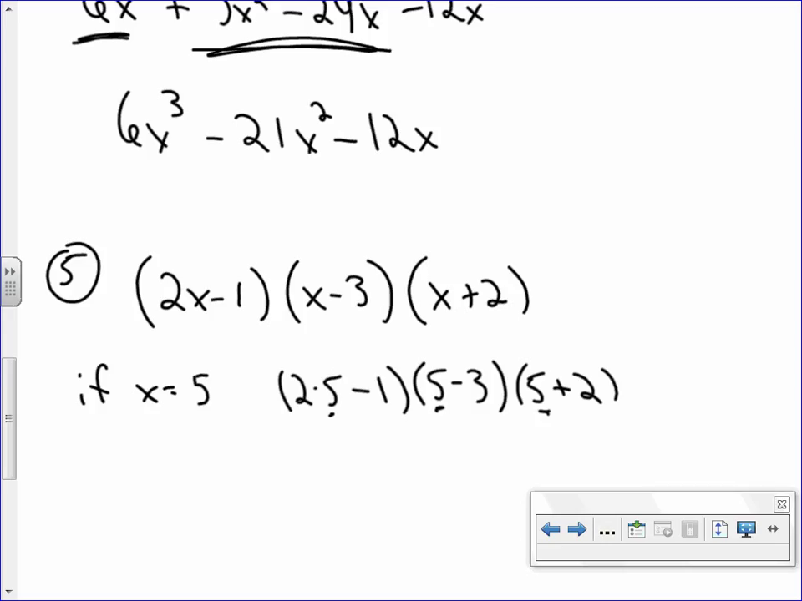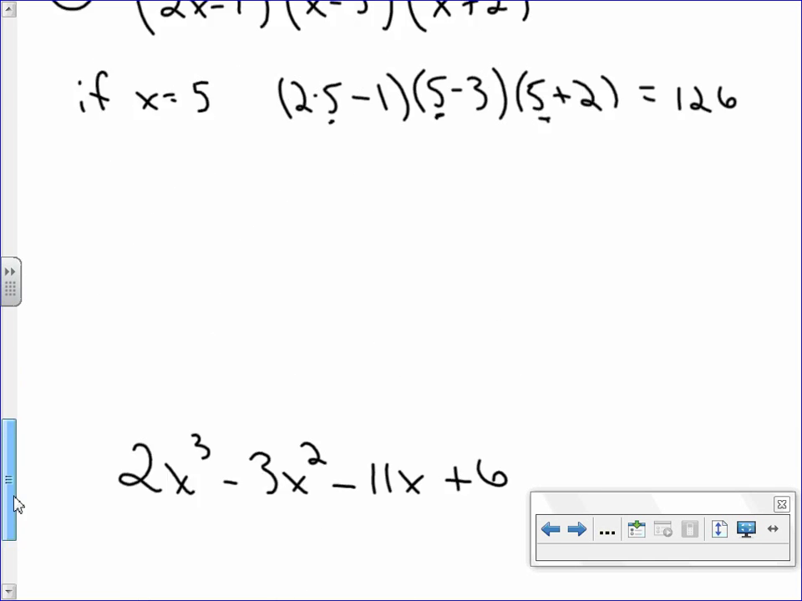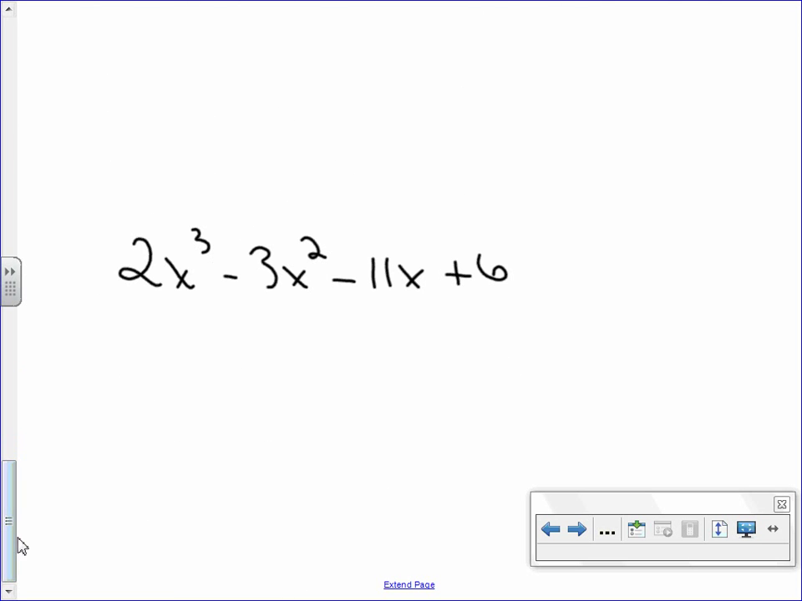Let's wait until everybody gets down. Okay, so 126? Okay, now take this problem right here and just use the same number, x equals 5.